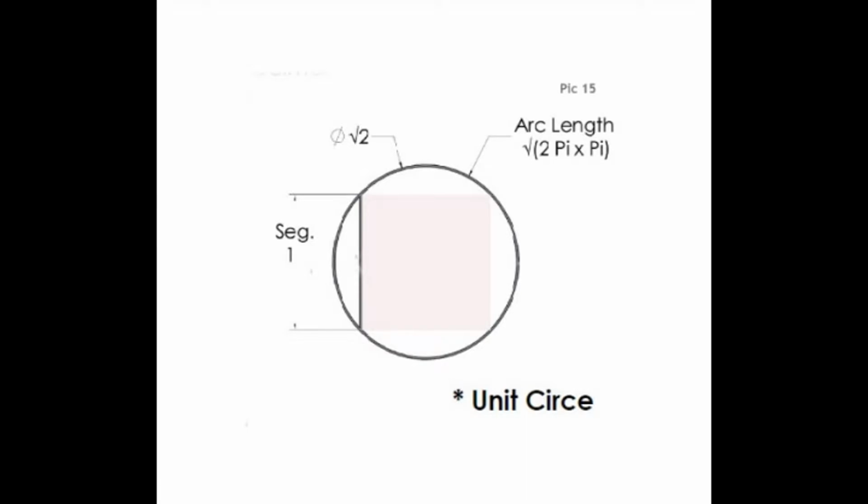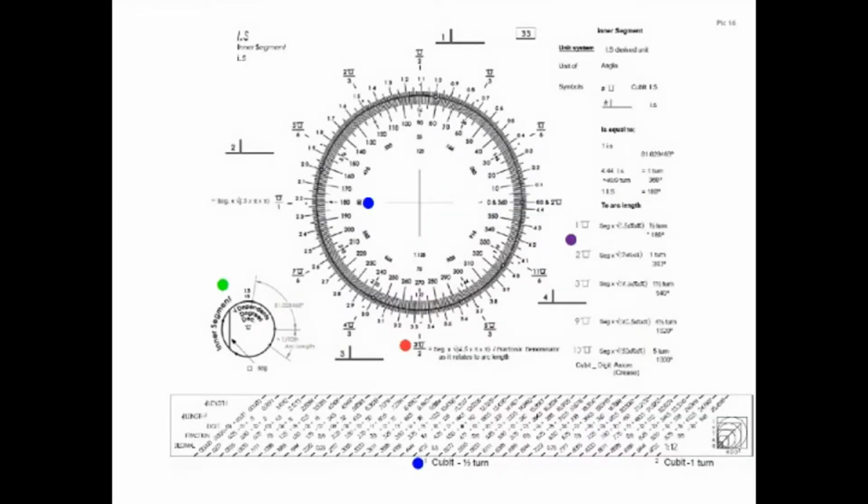Shown in picture 15 are the dimensions of the unit circle. The arc length of this unit circle is numerically equal to the measurement of root 2 pi times pi, the sum 4.4428, the inner square segment's diameter formed. The segments are realized in the lower left-hand corner of picture 16.